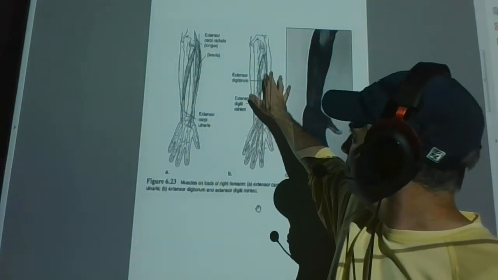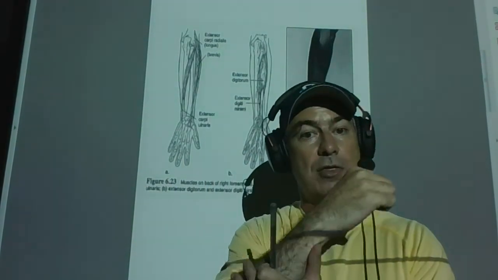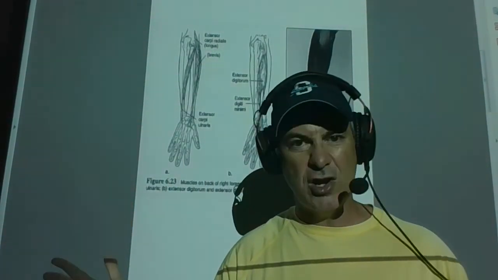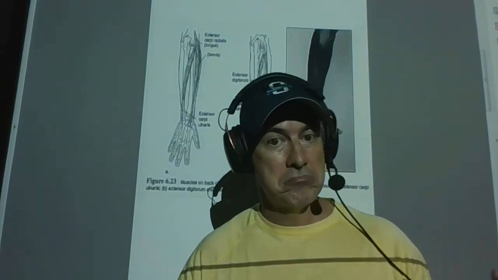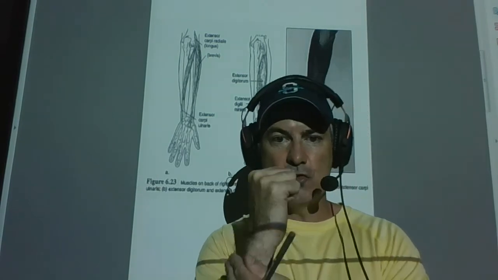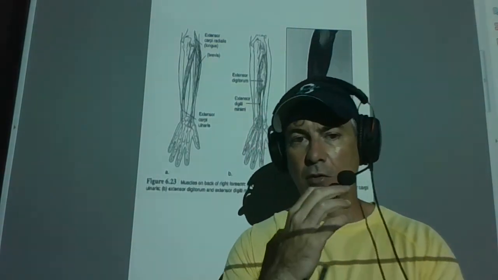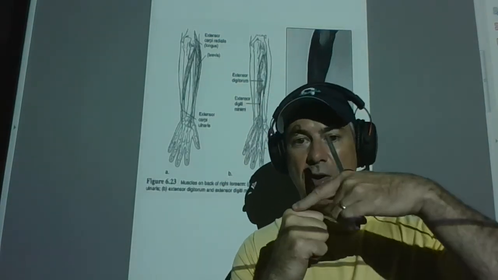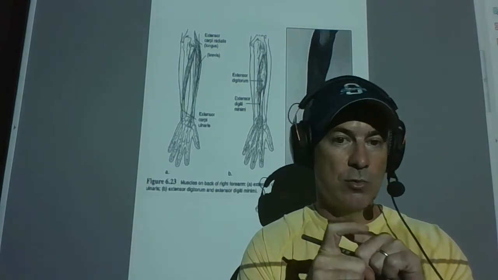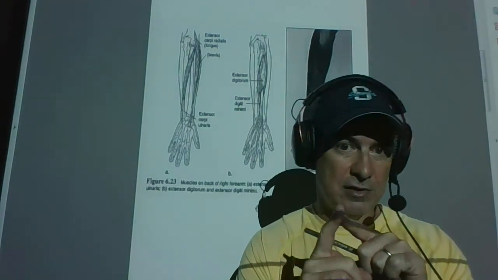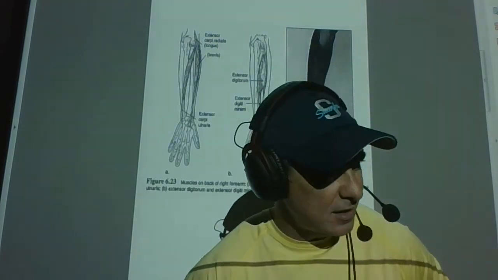My extensor digitorum pulls in the direction of wrist extension. So therefore, remember, we're going to talk about stretching: direction of pull, opposite motion. Okay? So how do I stretch wrist extensors? By flexing. But what if one of my wrist extensors also happens to be a metacarpophalangeal extensor and a proximal interphalangeal extensor and a distal interphalangeal extensor? In other words, it extends a lot of different things around the chain. This is so cool.